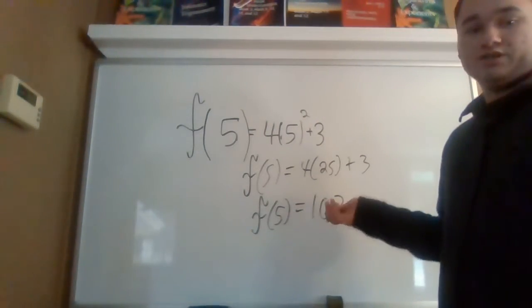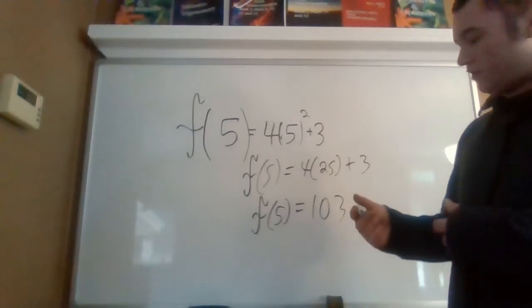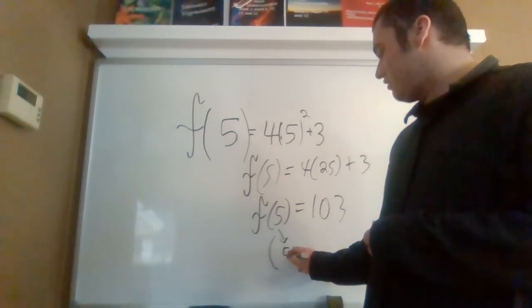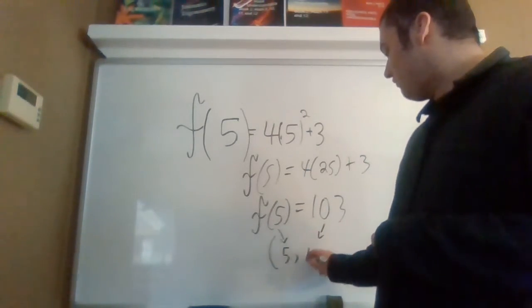So f of 5 is equal to 103. How would we represent this as a pair of coordinates? Well, what we do is we grab what's inside of the brackets over here, and this is our x, and then we grab what's our output, and we put it as our y.